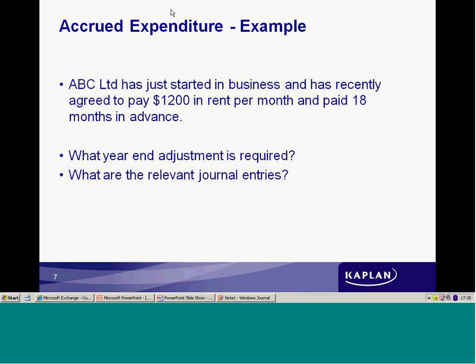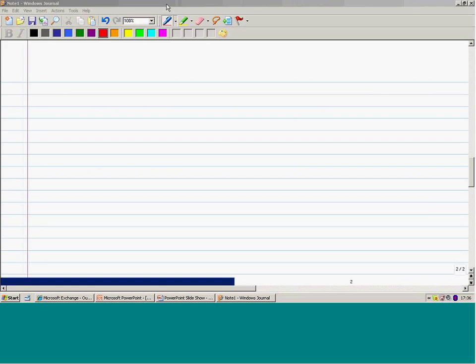Giving me the journal entry, fantastic. You're doing really, really well. I'm really impressed. Okay then, so let's have a look. I've just gone back onto my writing screen.